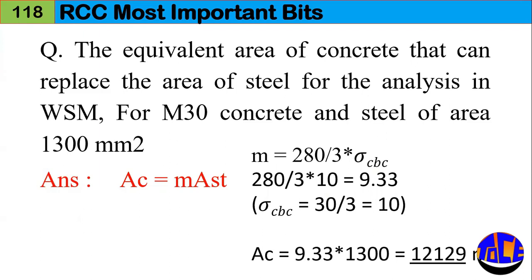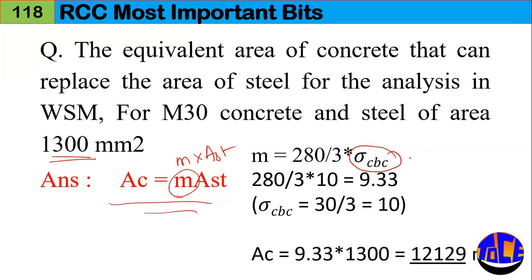So you know that the equivalent area of concrete can be calculated by multiplying M, the modular ratio, into the area of steel. The area of steel is given in the question itself, that is 1300. You need to find out the modular ratio. So for the modular ratio, what is the formula? It is 280 divided by 3 into sigma CBC. So you need to know the sigma CBC value.